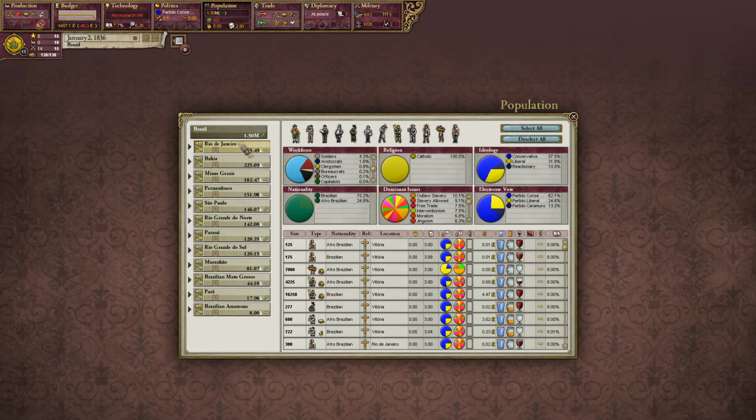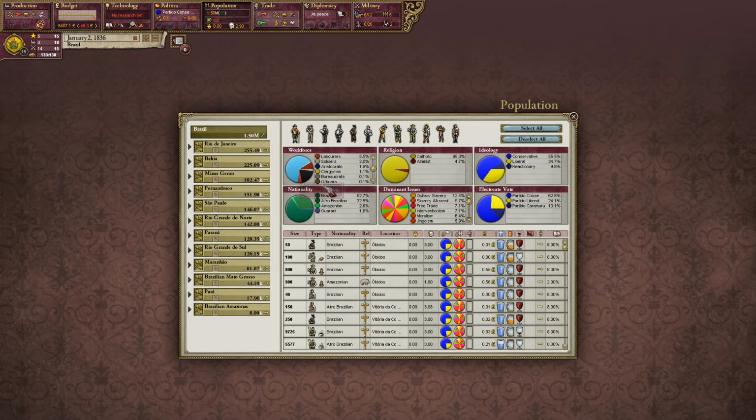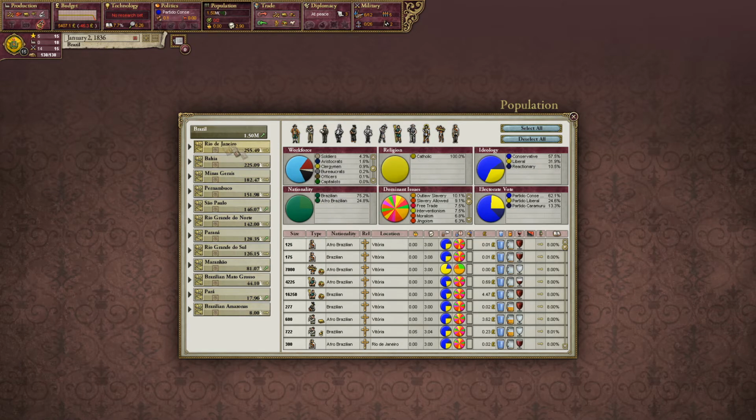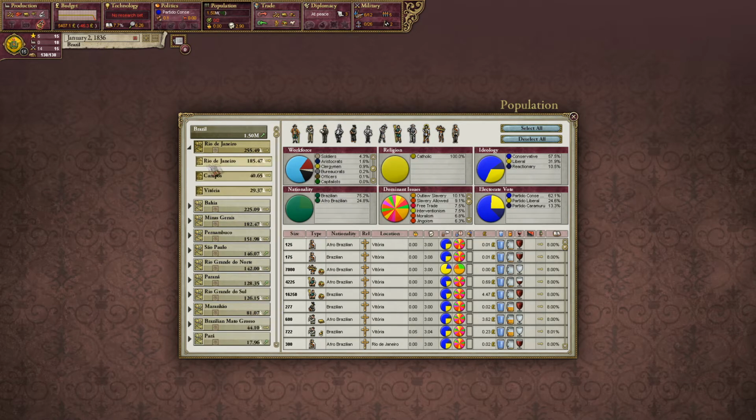So let's click on one of these individual states. Everything I just said before still applies, all of these pie charts and all the information here. However, now it's broken down to only the people in the state. So if you look at the nationalities here, it's about a quarter Afro-Brazilian and the rest are all Brazilians. But overall in Brazil, the percentages are different. Same thing if we click here on this arrow, it breaks it down to the province level.